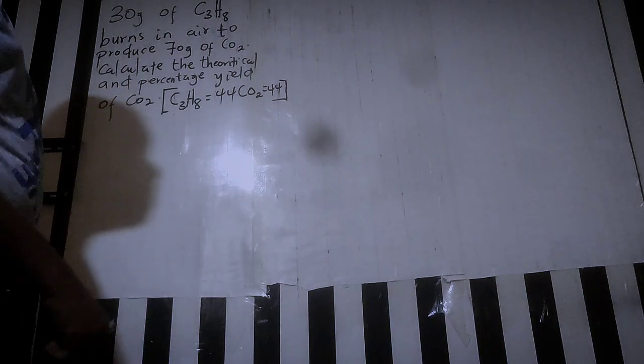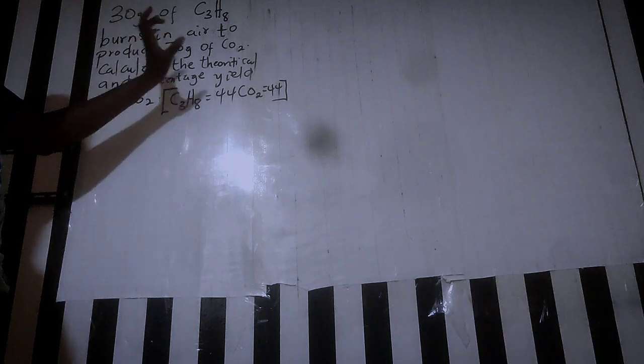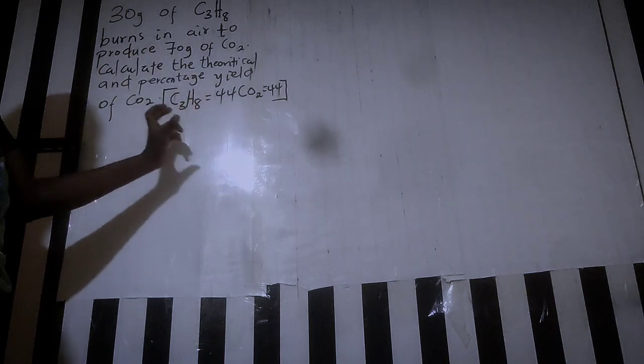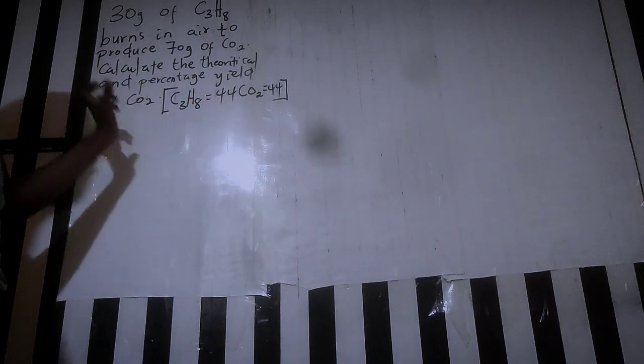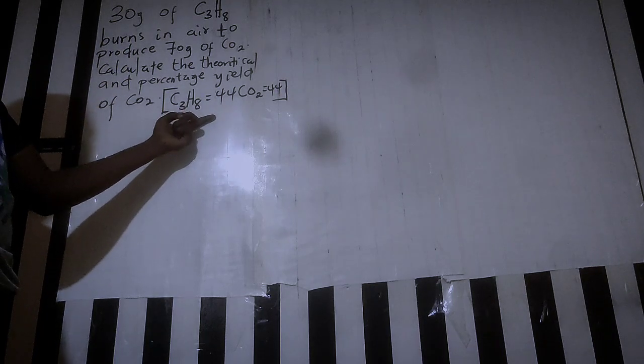Yes. So today we are going to focus on percentage yield of chemical preparation. We are given that 30 grams of C3H8, which is propane, was burnt in excess air to produce 70 grams of CO2, and we are asked to calculate the theoretical yield and the percentage yield of CO2. This information is given in square brackets.